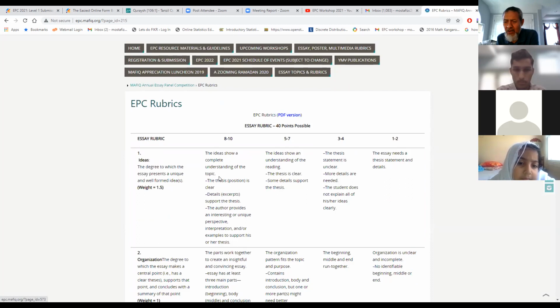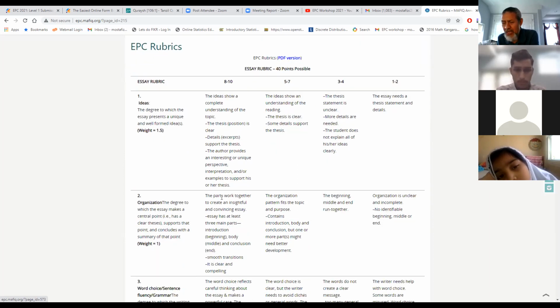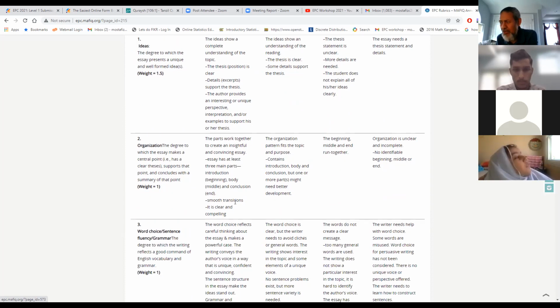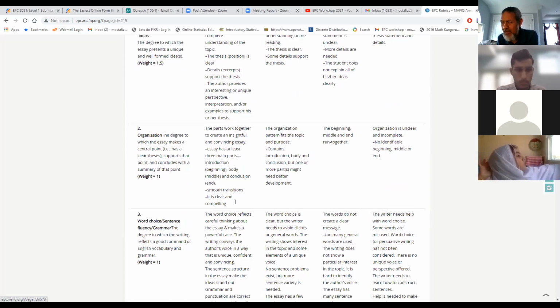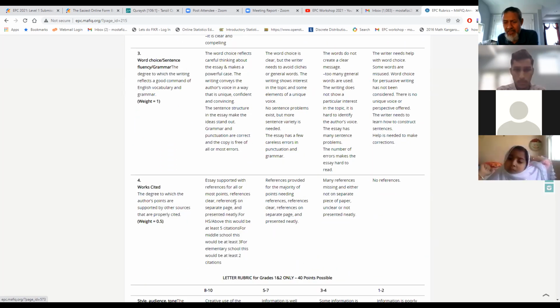Here you see how your essays will be graded. It will be graded based on your ideas, what you are talking about, what the content is, and your true understanding of the topic itself. Then how you articulate this and organize things in a coherent fashion, so that there is continuity and no discontinuity, and things flow smoothly, inshallah. The third criterion is word choice, sentence fluency and grammar. And the fourth one is work cited.